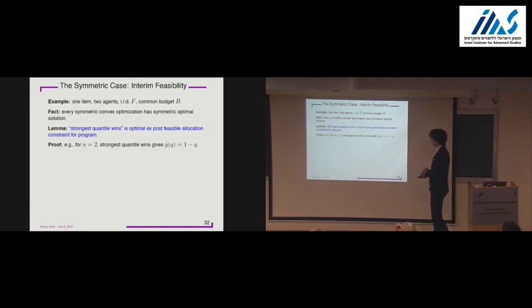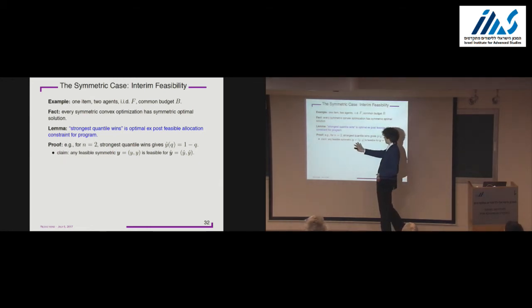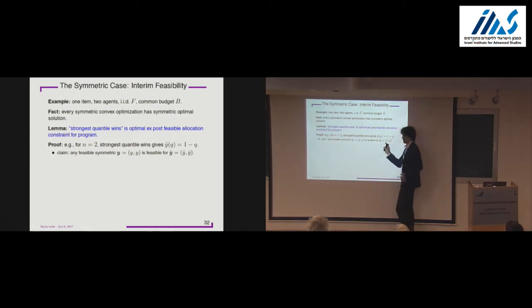Okay? I want to give you the proof of this. The proof is basically taking that example that we had on the previous slide and generalizing it. So for n equals 2 agents, strongest quantile wins has this allocation rule: 1 minus q. If you're quantile q, you win with probability 1 minus q. If you're quantile 0, you win with probability 1. If you're quantile 1, you win with probability 0. It's just the decreasing line, because quantiles are always uniform. So I claim that any feasible allocation rule that's symmetric is feasible for this allocation constraint, meaning it's only masses shifted downward compared to strongest quantile wins.